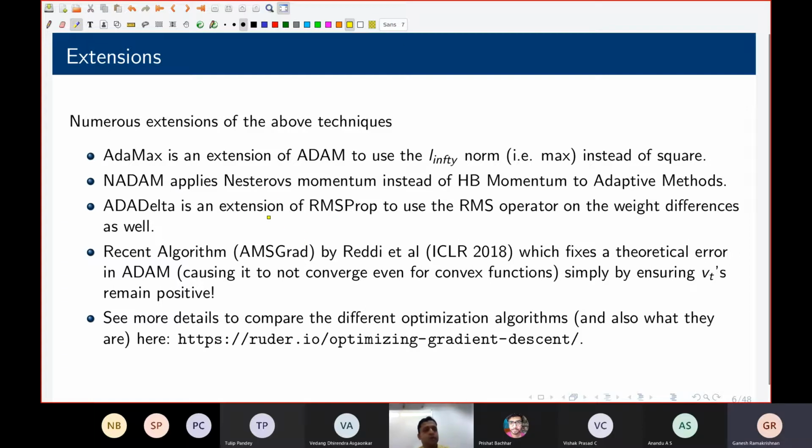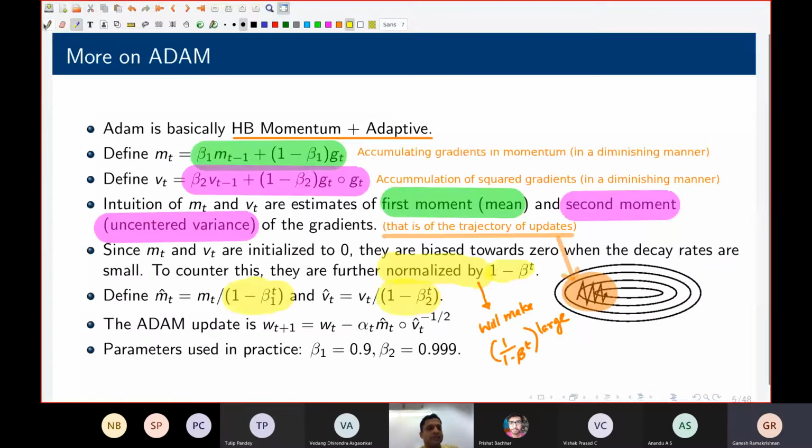In that blog, you'll also find NAdam, where you apply Nesterov's momentum instead of the heavy ball momentum. I think I mentioned this: Adam is basically heavy ball momentum plus adaptive. You just make it Nesterov plus adaptive, and that gives you NAdam. That's it.